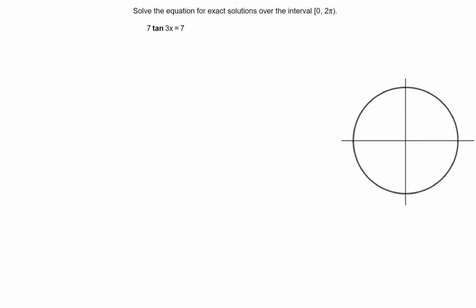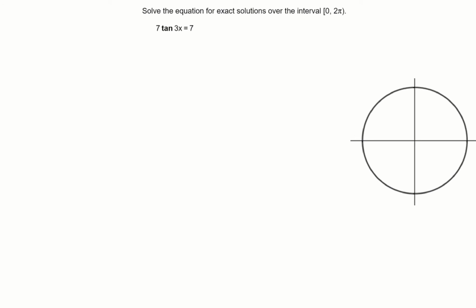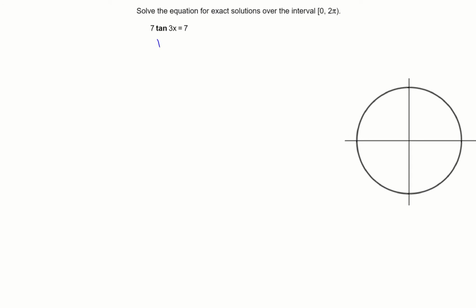So let's go ahead and divide both sides by 7 to make this look somewhat simpler first. So we have tangent of 3x equals 7 over 7, which is 1. Now we know that we're supposed to look for x between 0 and 2 pi. So if we want to know where we should look for 3x, we're going to multiply all three parts of this three-part inequality by 3. 3 times 0 is 0, 3 times x is 3x, and 3 times 2 pi gives us 6 pi.